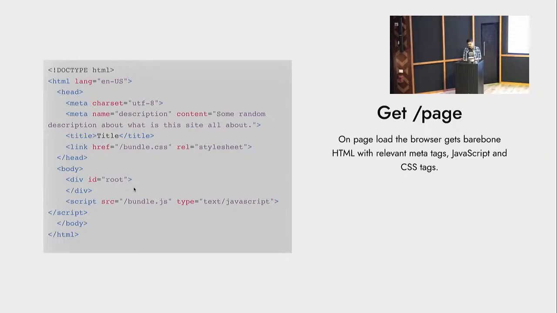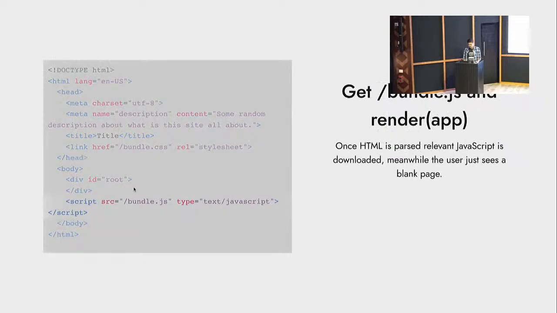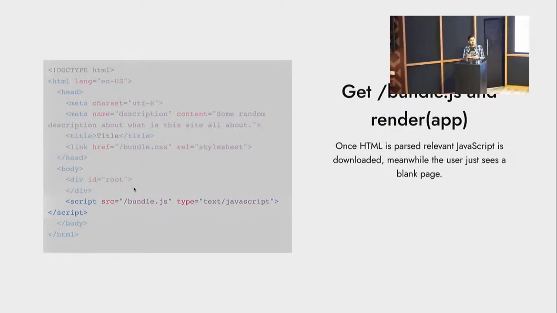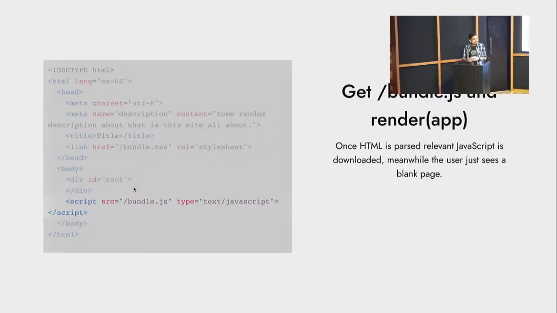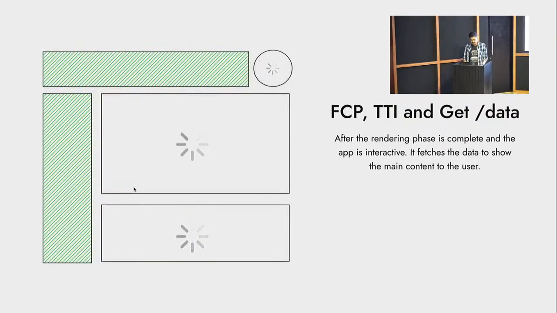Once the browser parses the HTML, it starts downloading the JavaScript. While the JavaScript is getting downloaded, the users just see a blank page, which is not good, but that's how client-side rendering works. And once the JavaScript is downloaded, we then render the app. Once the app is rendered, then we have our first contentful paint, and then time to interactive sometime after that.